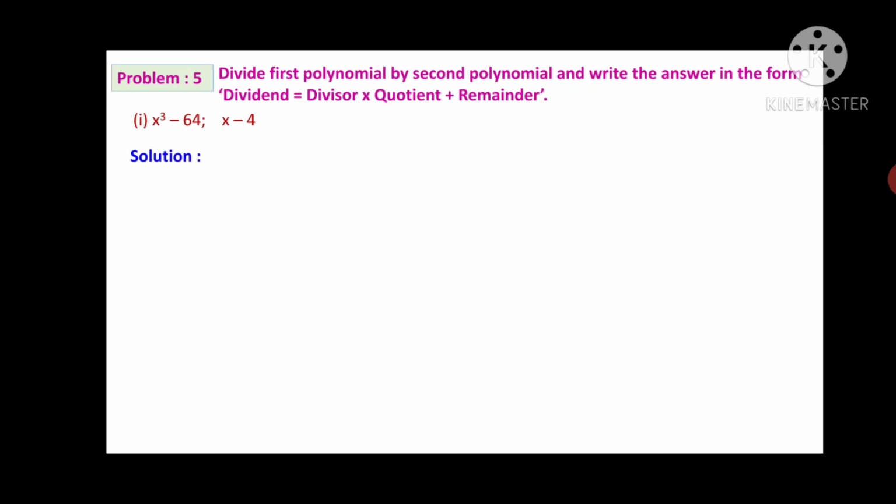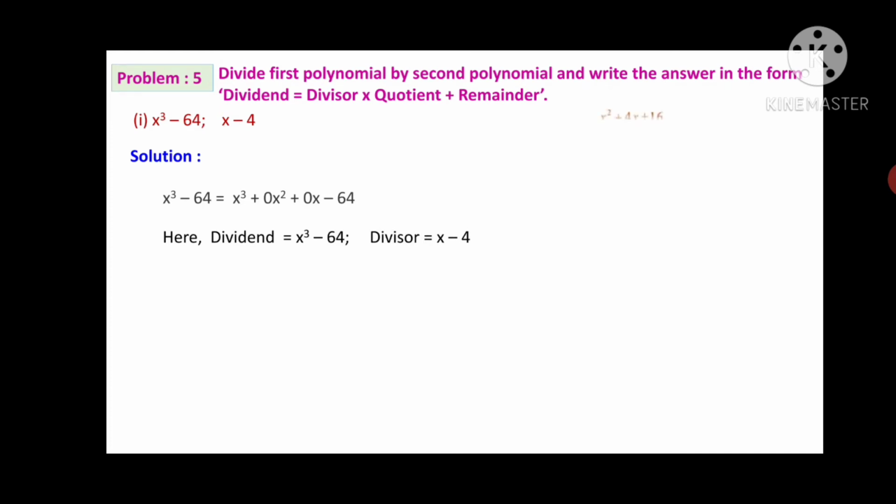So first of all we will write x cube minus 64 in the decreasing order of their power or indices, so that can be written as x cube plus 0x square plus 0x minus 64. Since after x cube a constant term is there, so the square term and x raised to 1 term we have to write with 0 as a coefficient. So here we get that the dividend is equal to x cube minus 64 and divisor is x minus 4.